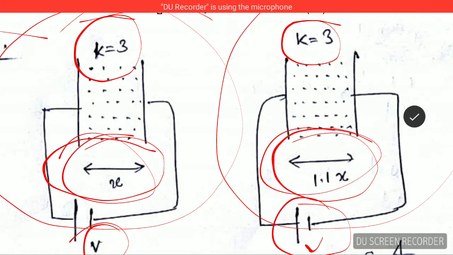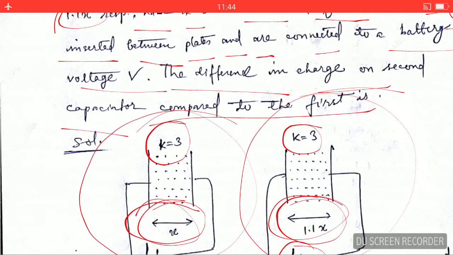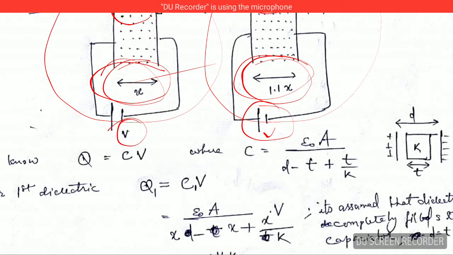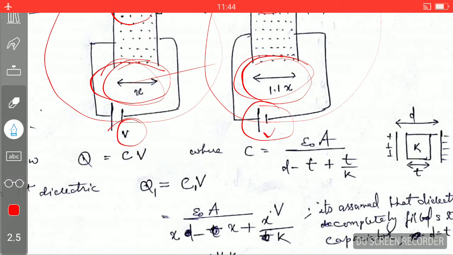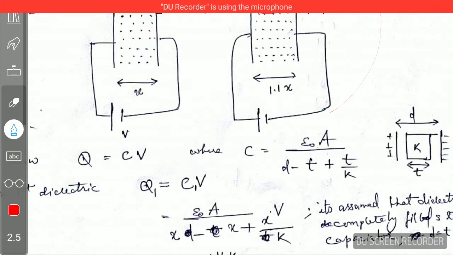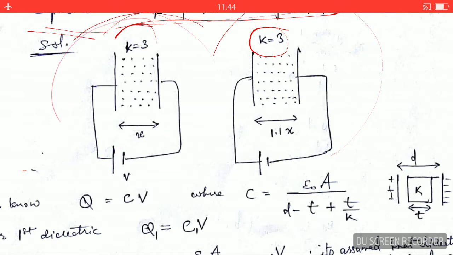So finally, what they have asked us is the difference in charge on the second capacitor compared to the first capacitor. So let us find out. You have seen that this is the first capacitor, this is the second capacitor.